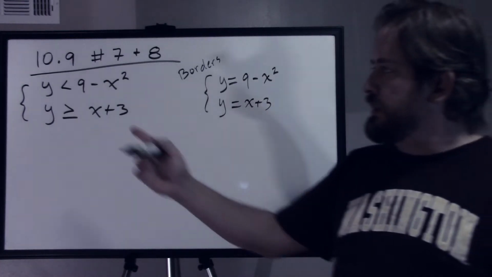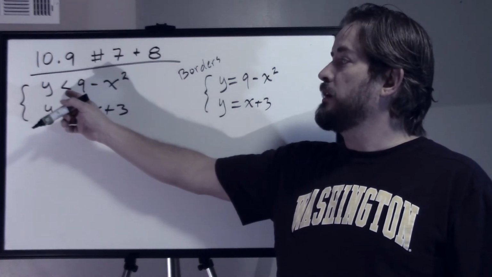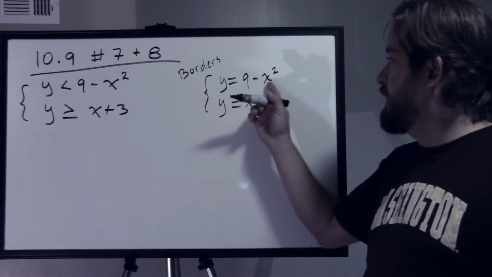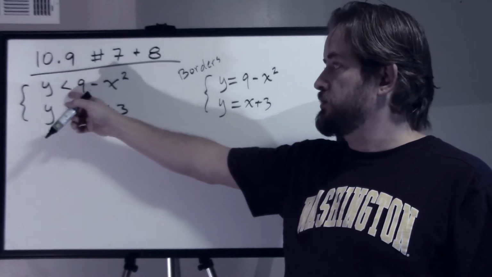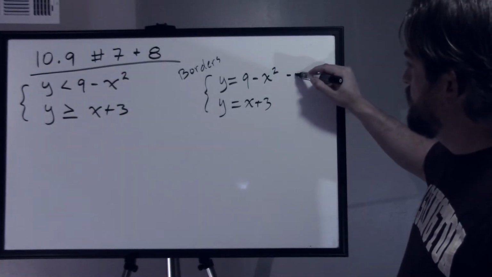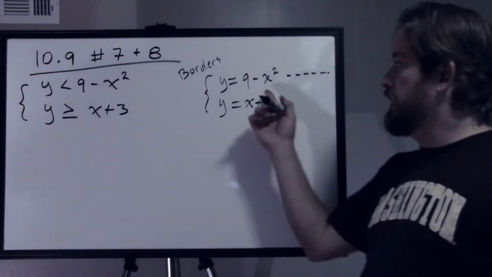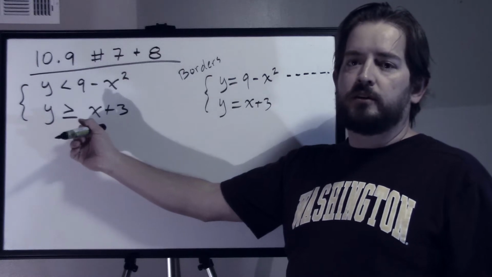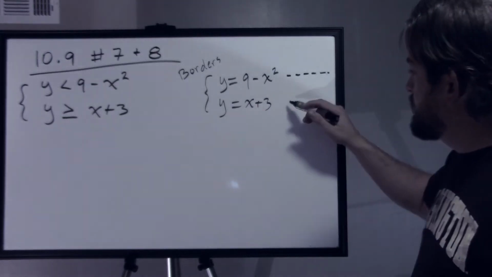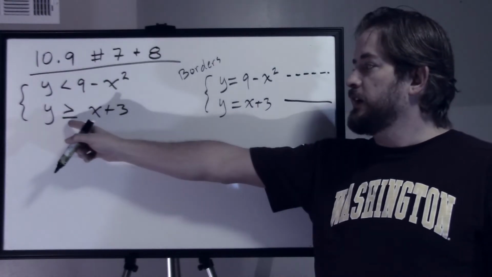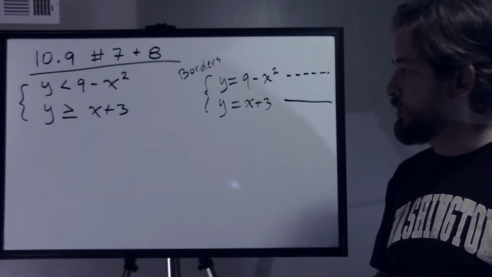And so we can also then determine whether it's dotted or a solid line based on what the original inequality is. So this border that happens at 9 minus x squared is going to be dotted because the original inequality is strict. It's strictly less than. And so maybe you just write a little dot over here, dotted line, right? But it's going to be a dotted line there. This other one at y is greater than or equal to x plus 3. The border happens at y equals x plus 3. That's going to be a solid because of the inclusive equation, right? So I want to find those borders first.